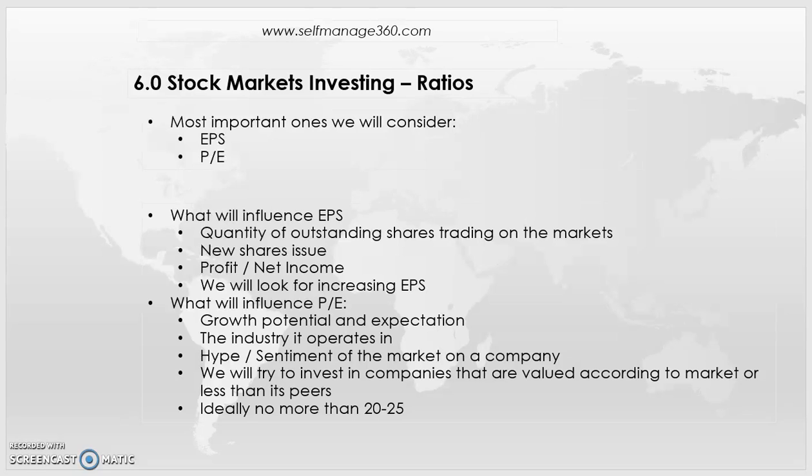That's obvious. Then what will influence the PE, the price per earnings? Well, obviously, the growth potential and expectations. So if a company has a high growth potential, some people may want to pay more for the EPS, so the price per earning will be higher than for a stock for which people are ready to pay less for the EPS, earning per share. The industry it operates in. Industrial stocks may have a lower price to earnings than high-tech companies, for example. It will depend on the industry the company is operating in.